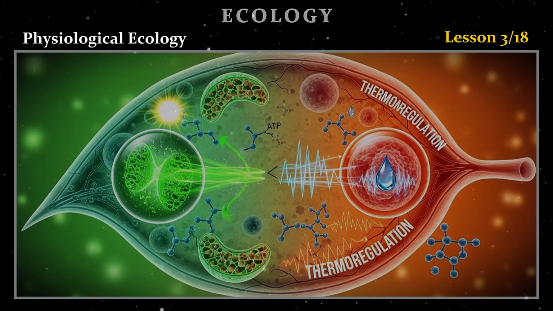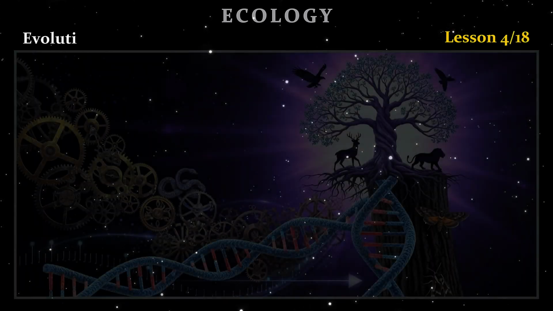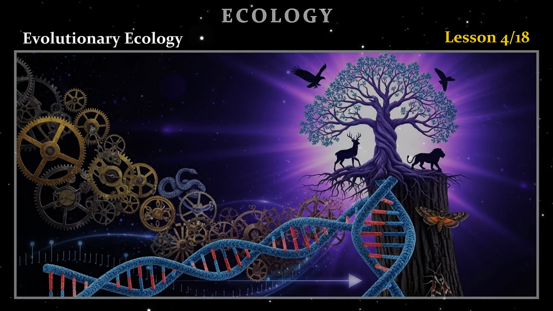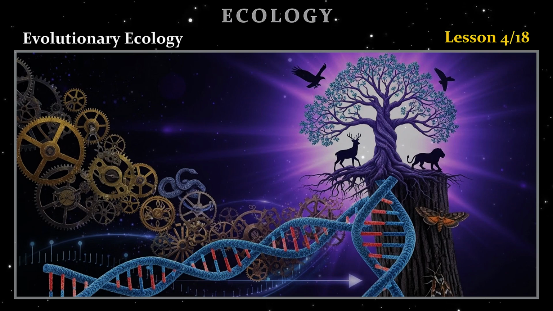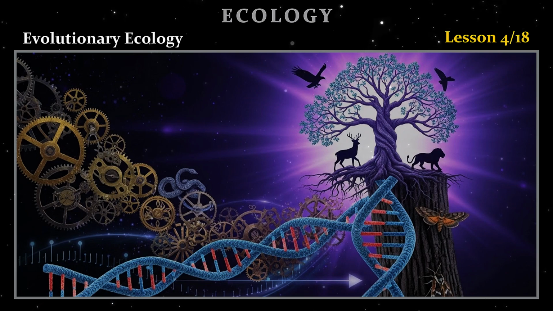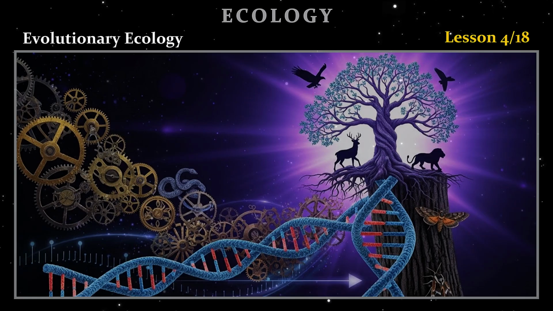Our next lesson takes us into the deep time of biology. We move from the lifespan of a single animal to the lifespan of a species. Lesson 4. Evolutionary Ecology. We now bridge the gap between two of the greatest sciences: ecology, the study of the house, and evolution, the study of how the tenants change.